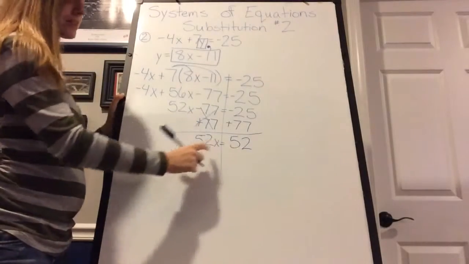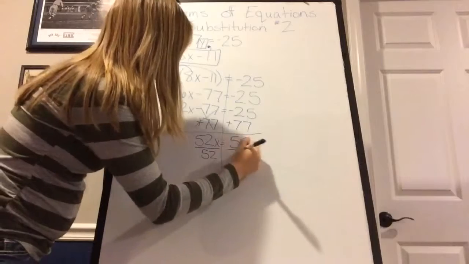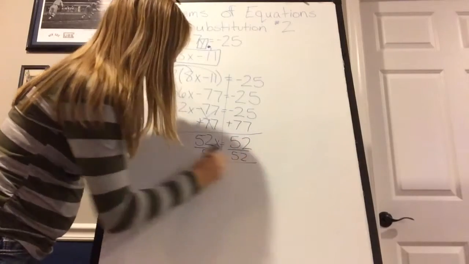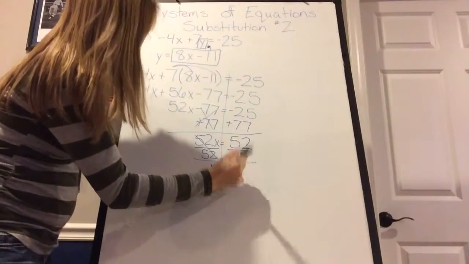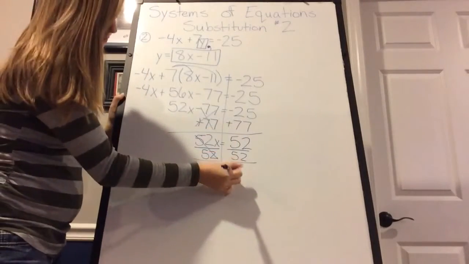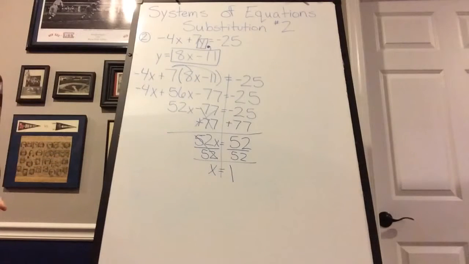And then my last step is to divide. I have to divide both sides by 52. Always divide by the number in front of x. So they cancel, and I get x equals 52 divided by 52 is 1. That's part of our answer. We still need the y part.